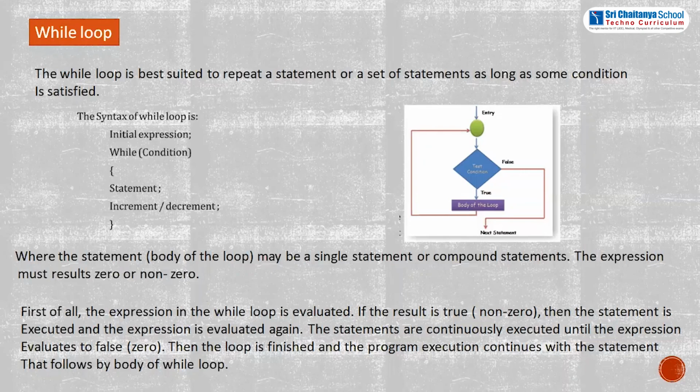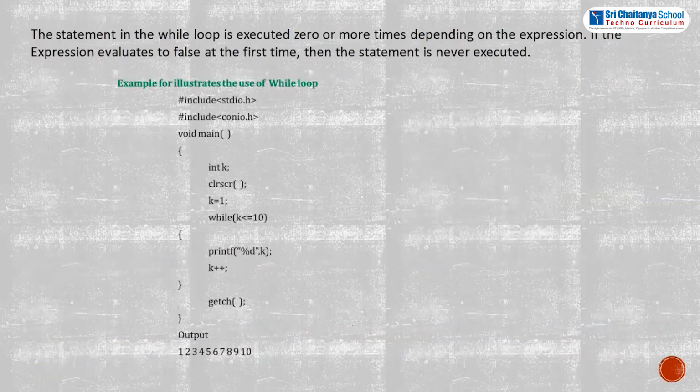First of all, how is this getting executed? Let's see. The expression in the while loop is evaluated. If the result is true, that is non-zero, then the statement is executed and the expression is evaluated again. The statements are continuously executed until the expression evaluates to false. The expression here refers to your condition. Then the loop is finished and the program execution continues with the statement that follows the body of the while loop. Now let's understand this with an example.